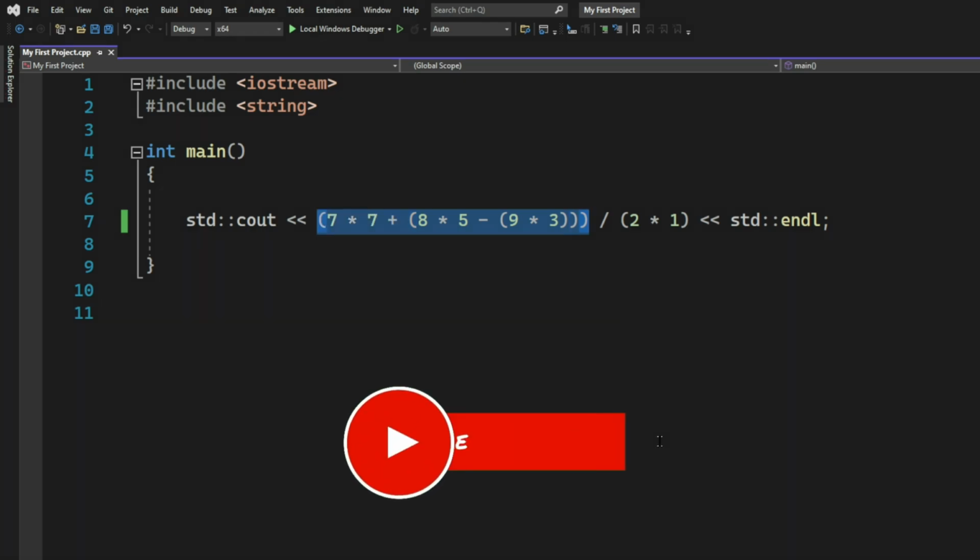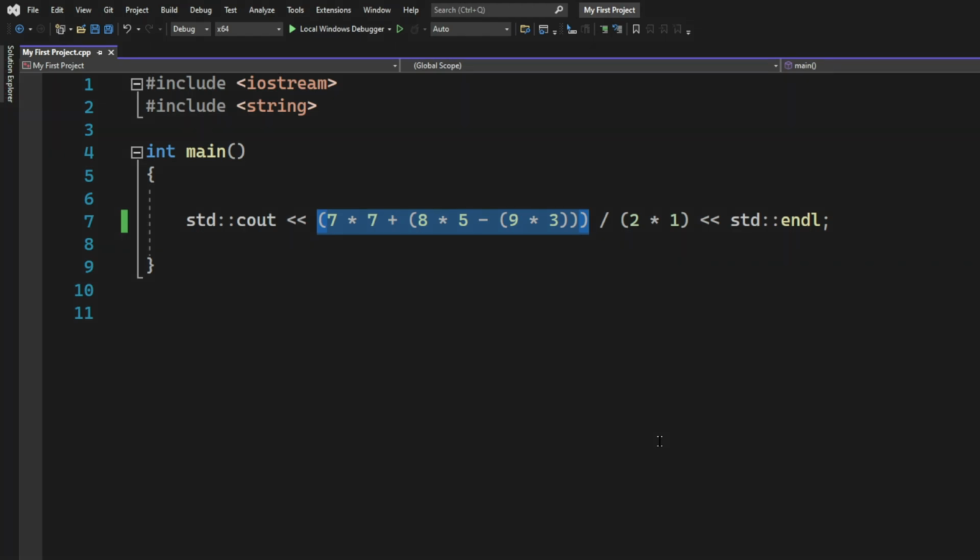Then, in the third parentheses, we have 7 times 7 plus 13. Multiplication has higher precedence than addition, so 7 times 7 is 49, and 49 plus 13 is 62. Then we get to dividing, since it's on the right side of this calculation. We have a simple 2 times 1 in the fourth parentheses, which equals 2. Now we have 62 divided by 2, which equals 31, the result.